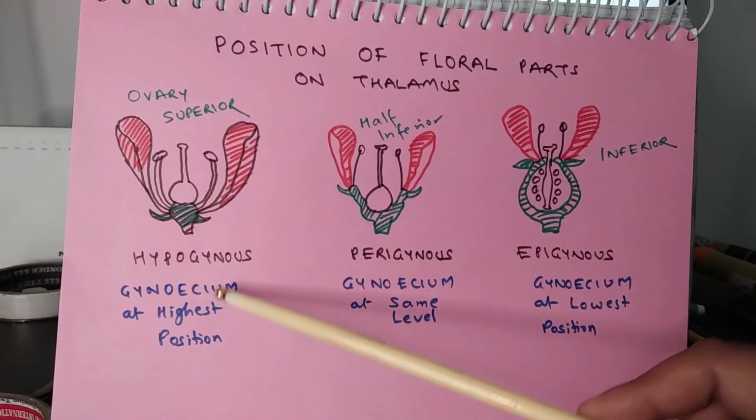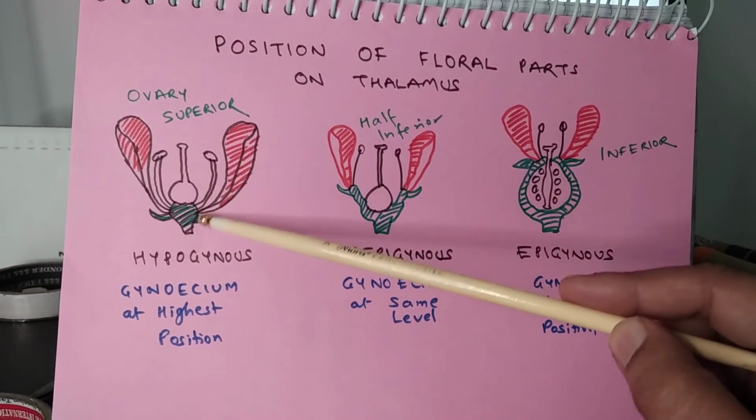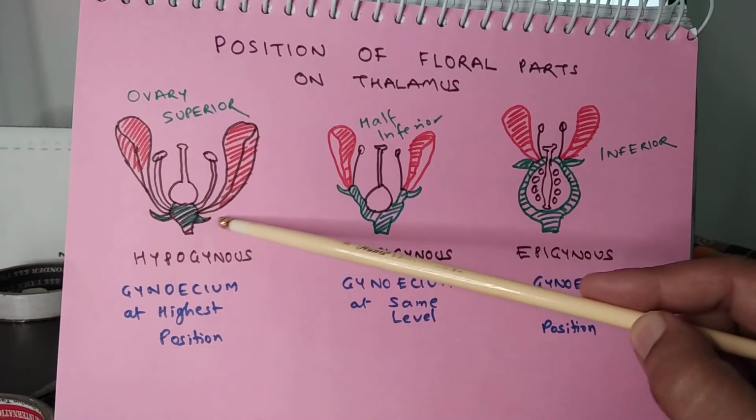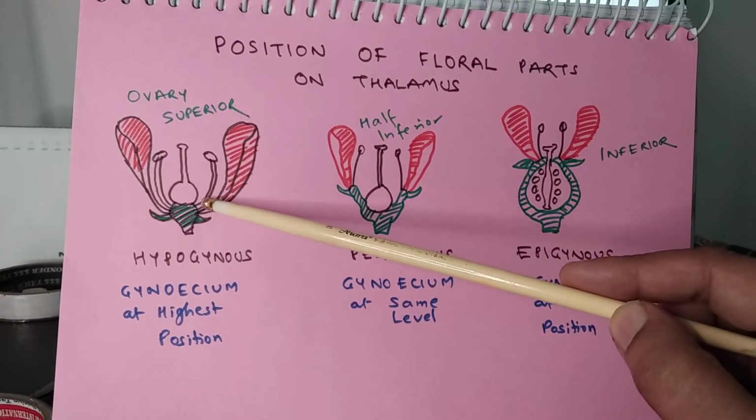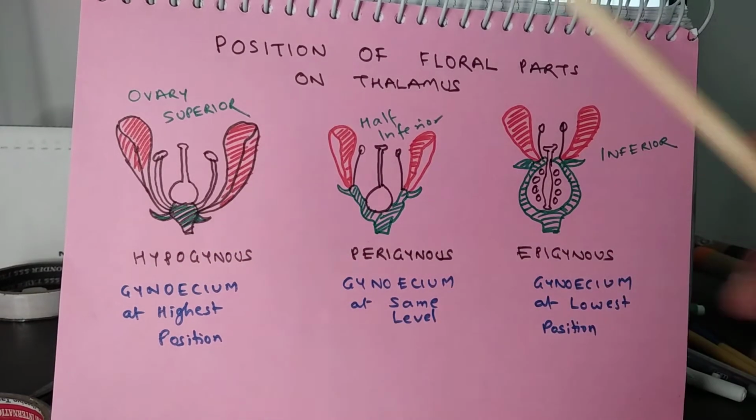So, gynoecium gets the highest position. This is gynoecium, this is stamen, this is petal, and these are sepals. All of them are below the ovary. That is why we call it superior ovary.